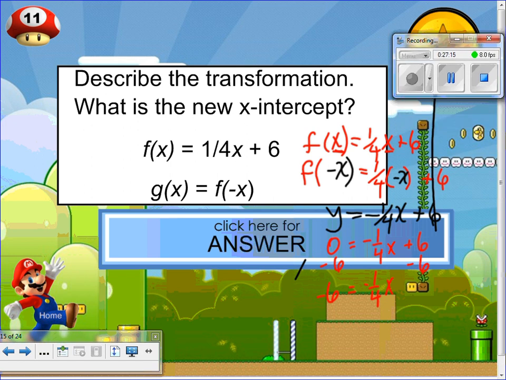And then remember that we multiply by the reciprocal when we're doing fractions. So we'll multiply everything by negative 4. That's going to cancel that part out, and what we're left with is x equals, well, negative 4 times negative 6 is positive 24. So your new x-intercept is going to be 24, 0.